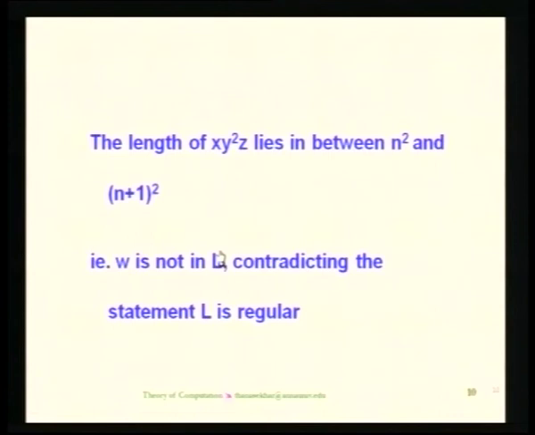So, that will give you the conclusion that W is not going to be in the language L. We started with the assumption that the string W which we have taken from the language is accepted by this finite automata, but here we find that after pumping this y twice, we get a string whose length is in between n square and n plus 1 square. It is neither n square nor n plus 1 square. So, that is contradicting our assumption that the string is going to be in the language, or it is going to be accepted by this finite automata.